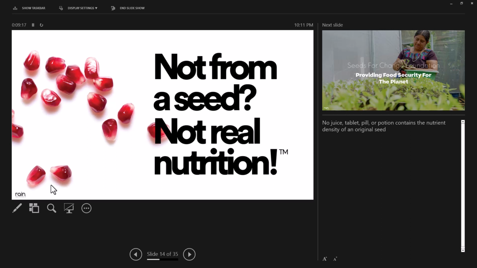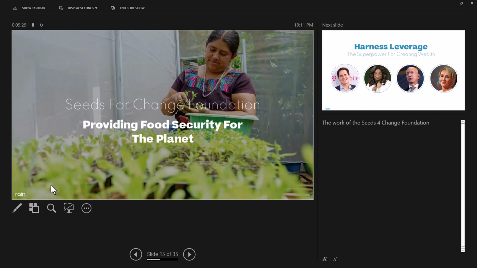You might have an essential oil. Guess what? I got the seed. It's 20 to 30 times more nutrient dense, etc. So we've got this new catchphrase. If it's not from a seed, it's not real nutrition because it doesn't have that density.